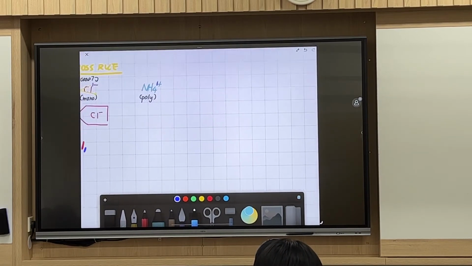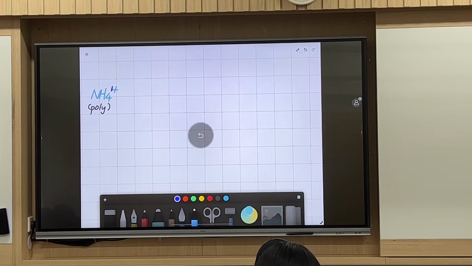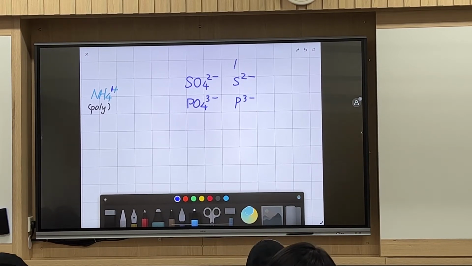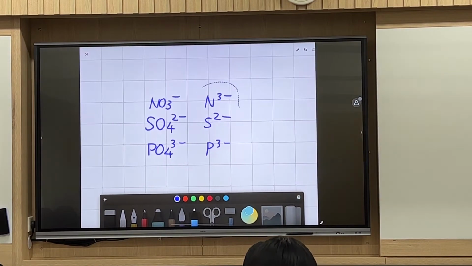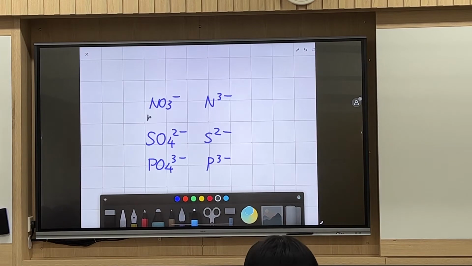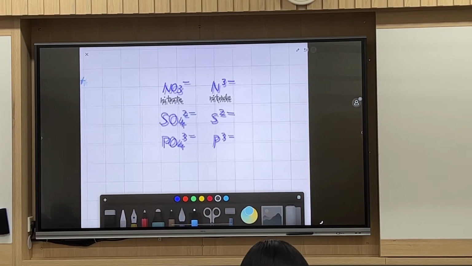Okay, so this is why I want you to put down a few notes. A few ions I see students often mix up, like sulfate and sulfide, phosphate and phosphide, nitrate and nitride. So put down these three pairs. They sound very similar, I know, but they are not the same thing. Right now, the first one here, this is nitrate. It has a 1 minus charge. It is a polyatomic ion. This is nitride. It is a monoatomic ion with a 3 minus charge.